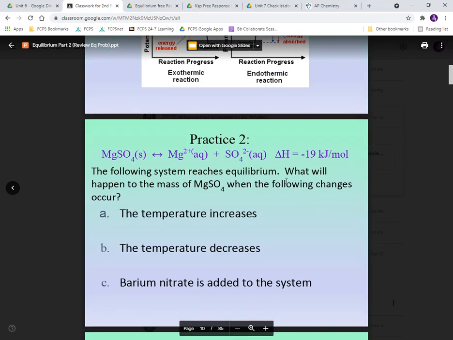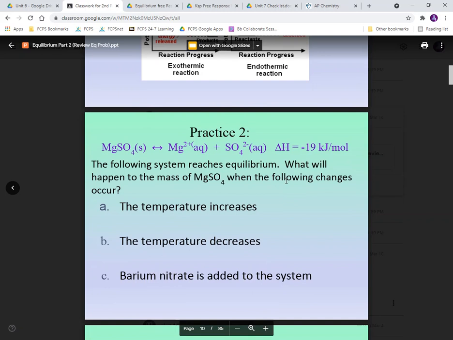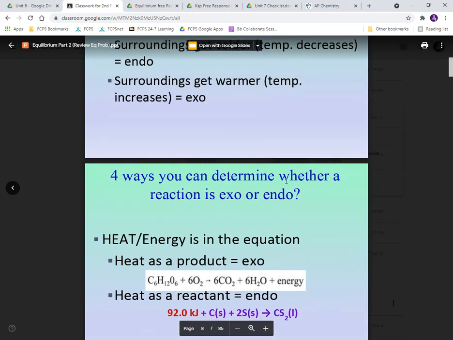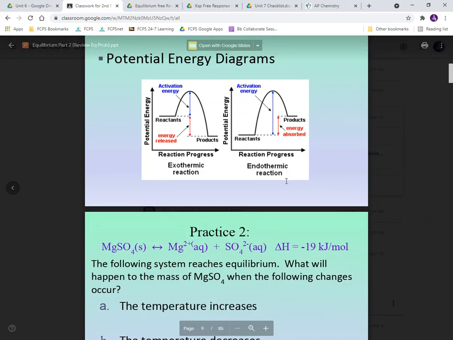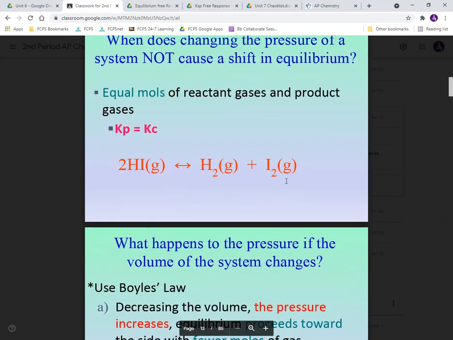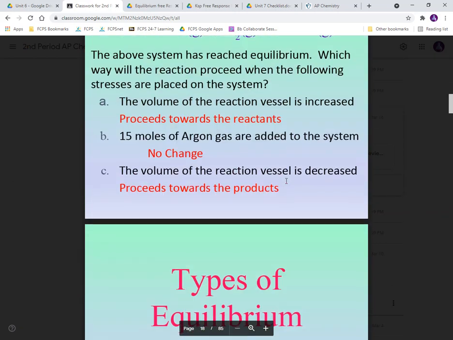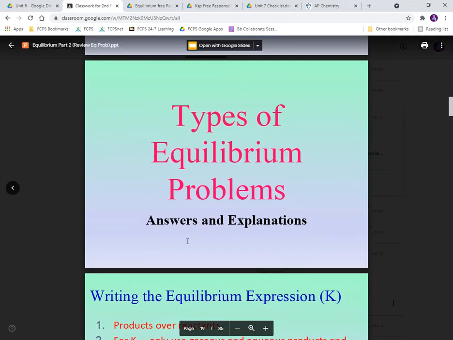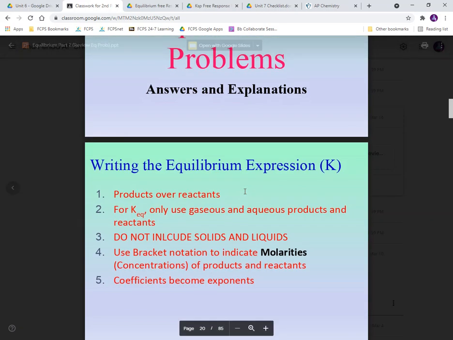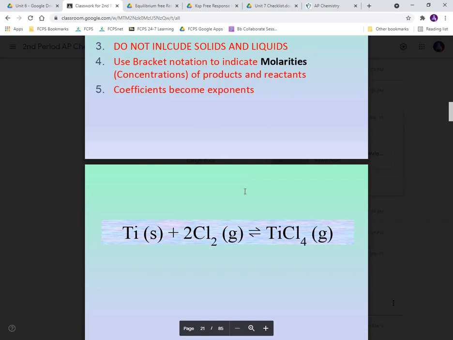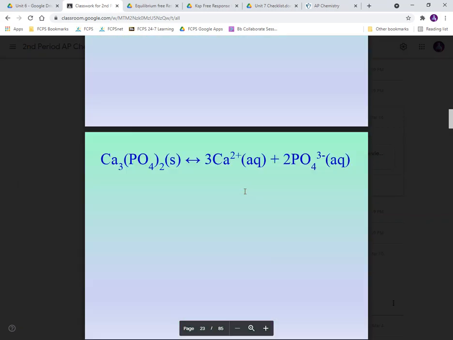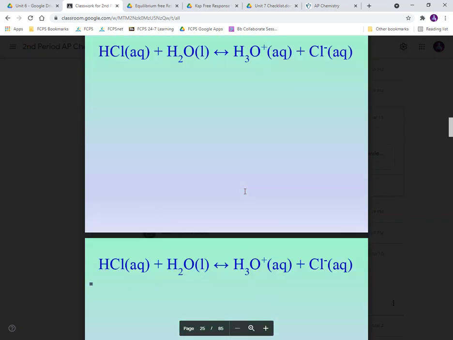And this would be another good one to go through for equilibrium problems, because it starts off with some Le Chatelier review. Then it goes into the regular basic problems. So that's all Le Chatelier's types of equilibrium problems, answers and explanations. This one we did in class, but here are the answers. Being able to write out the expressions, that's fine.